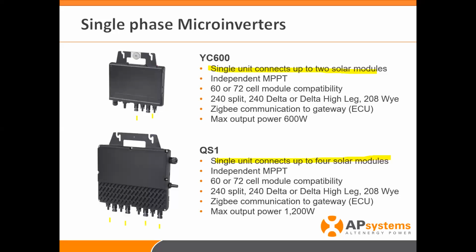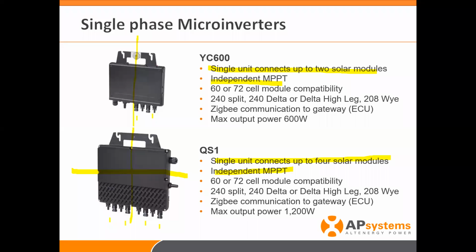Both units have independent MPPT, meaning that you can think of this as basically two different inverters in a single package. The QS1 adds to that by having 4 inverters in a single package. Again, independent MPPT, independent channels, one from the other. Compatibility: 60 and 72 cell module compatibility for both units.